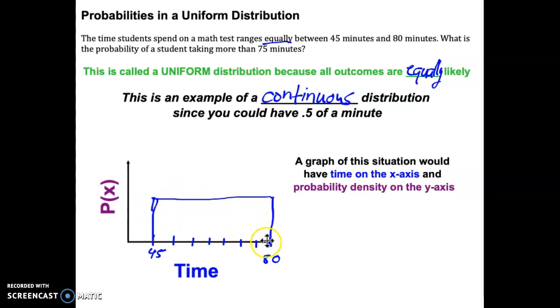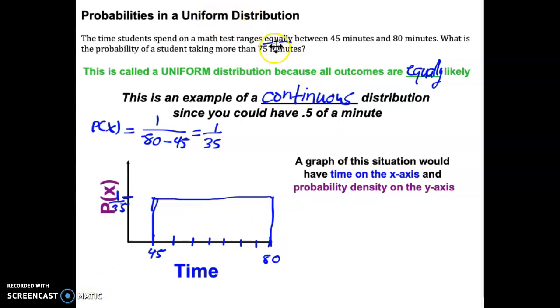That is going to be the probability. And to calculate the actual probability here, we will do 1 over the length of time that there is in this interval. So 80 minus 45. So it's 1 out of 35. So that is how high we go on the y-axis.